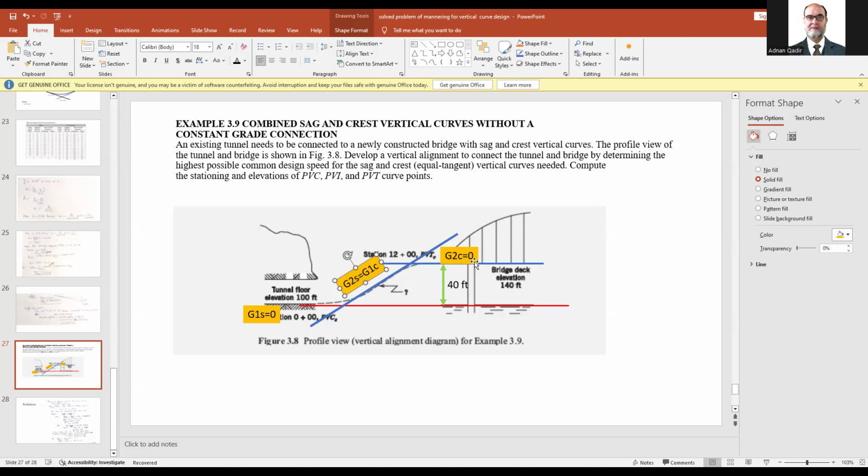Another thing we can note is the distance between the two curves is 1200 feet. The third thing is the elevation difference between the two curves is 40 feet. How? Because the bridge deck is at elevation 140 feet, the elevation of the tunnel is 100 feet, so the difference is 40 feet. So based on these circumstances, we develop some equations as shown in the next page.